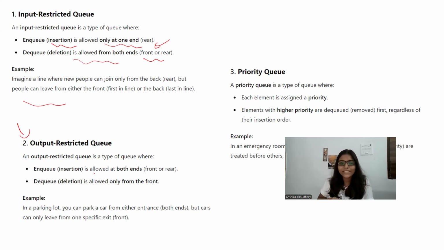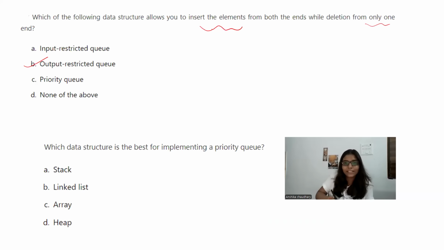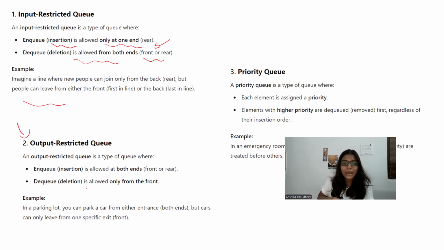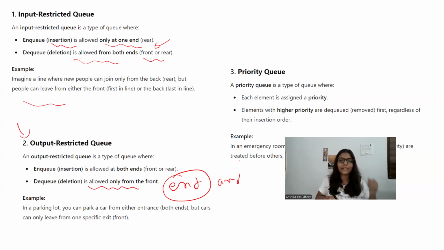Output restricted queue is where insertion is allowed at both ends, as I have mentioned in this question, right? It is asking for that, but deletion is only allowed from the one end, or the front end, right? Front end, not that end. Okay, front end, that means the edge, corner side. So output restricted queue will be the correct answer for this question.